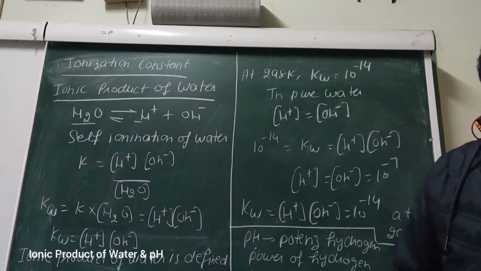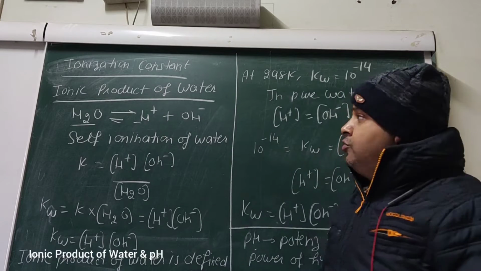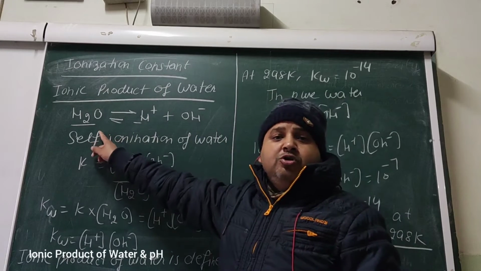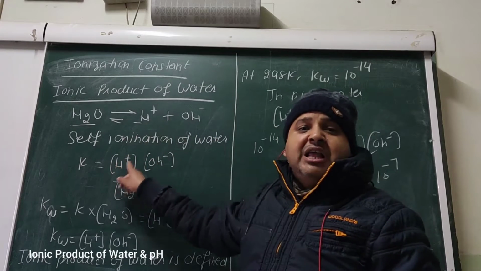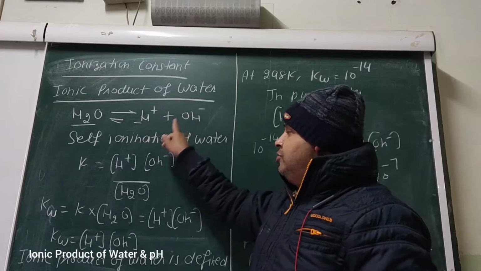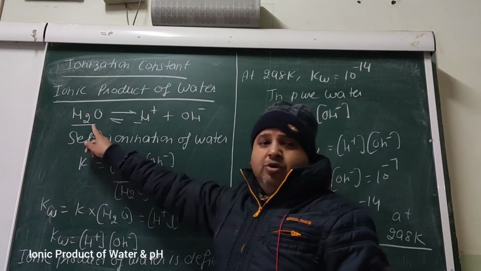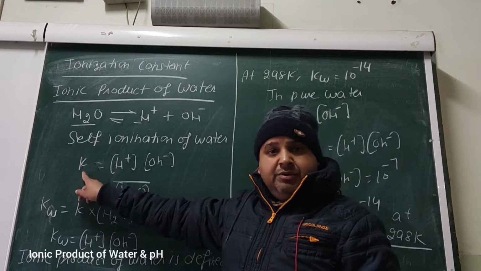Okay, students. Now we'll study the ionization constant, or you can say the ionic product of water. We know that when a water molecule dissociates, it produces H+ and OH-. This is called self-ionization of water. So the equilibrium constant is the molar concentration of both products divided by the molar concentration of the reactant.